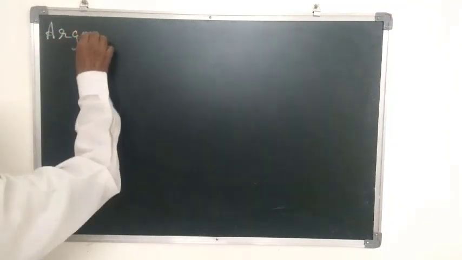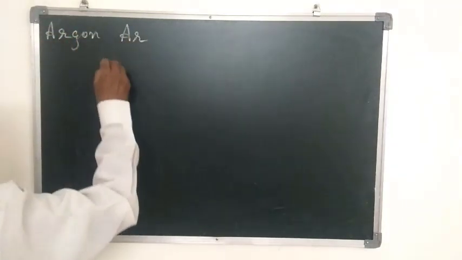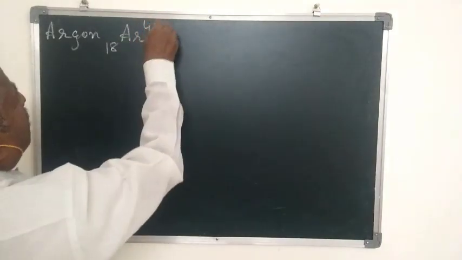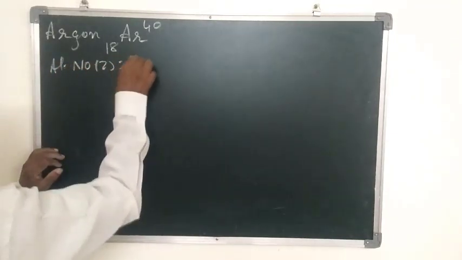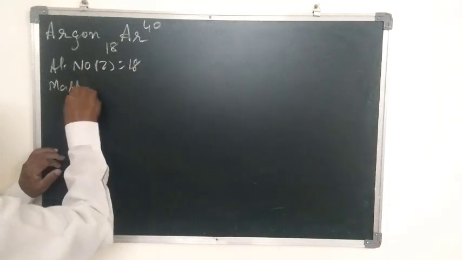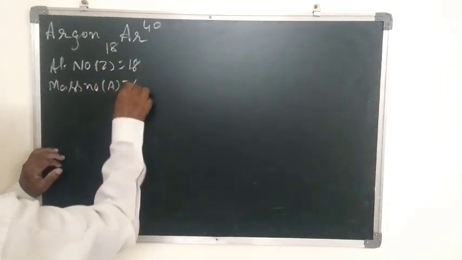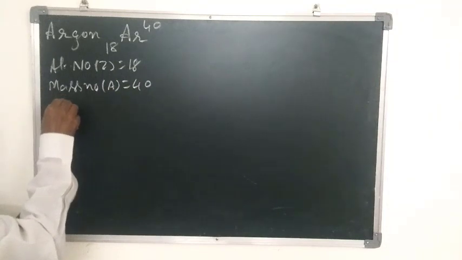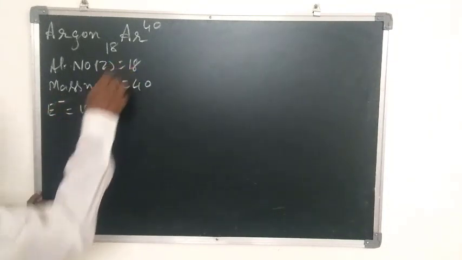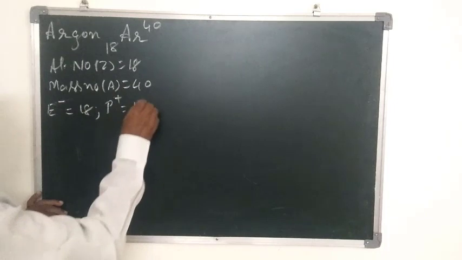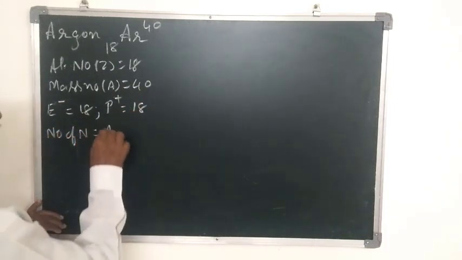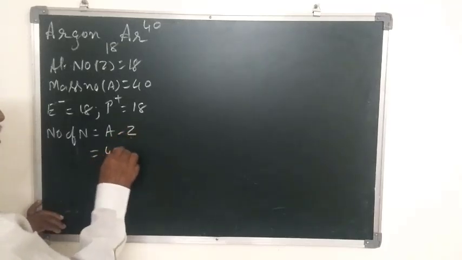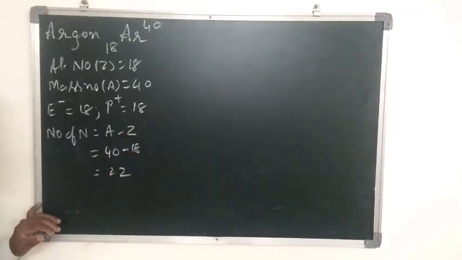Argon. What is the symbol for argon? Ar. Atomic number 18, mass number 40. So, what is the atomic number? Atomic number Z is 18, mass number A is 40. So, number of electrons 18, number of protons 18, number of neutrons, how much? A minus Z, 40 minus 18, 22.